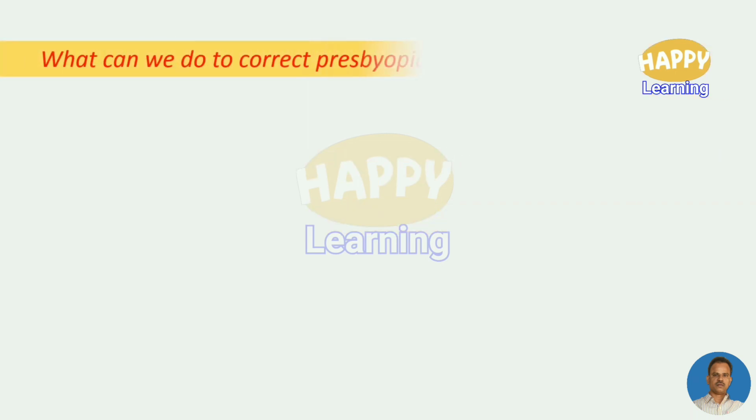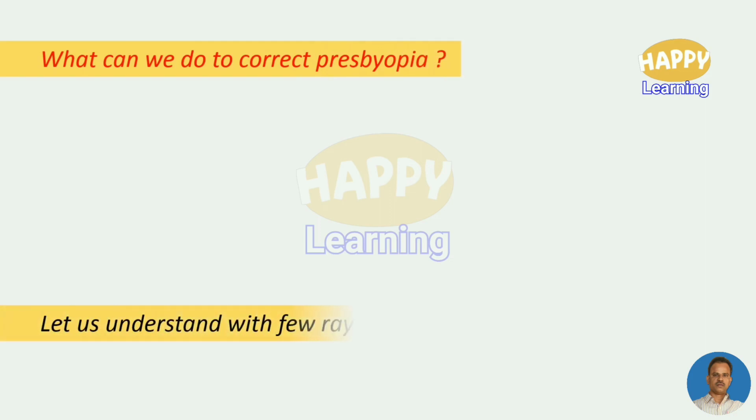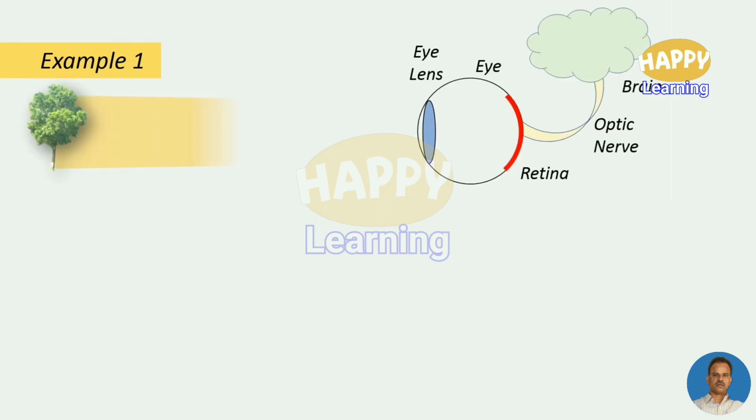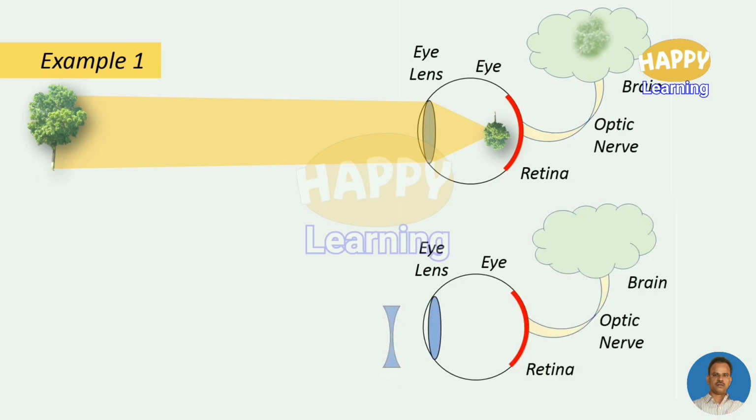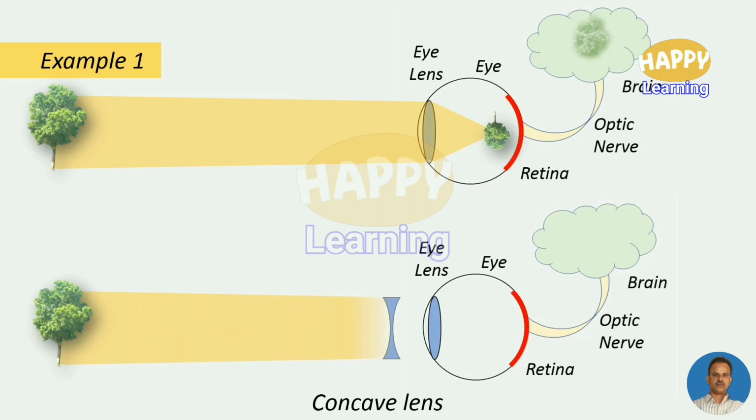What can we do to correct presbyopia? Let us understand with a few ray diagrams. Example 1. This is an eye and there is an object at longer distances. The rays coming from the object are converged to a point before the retina and the image is blurred. If a concave lens is introduced as spectacles in front of the eye, then the rays passing through the concave lens are first diverged and then converged by this eye lens, and hence rays are meeting exactly on the retina, giving a clear image on the retina which is read by the brain.